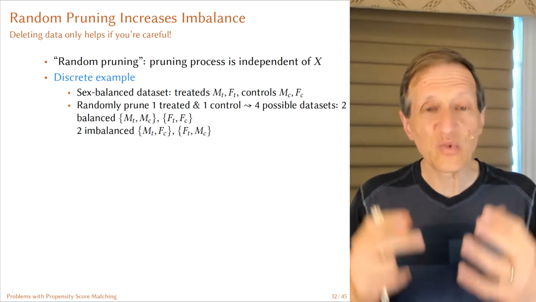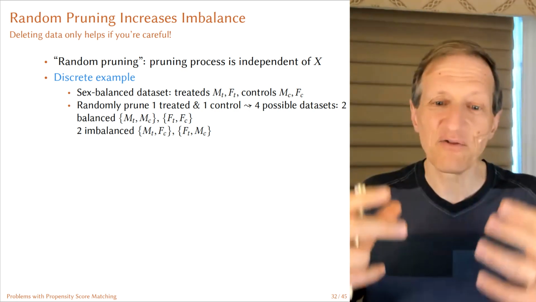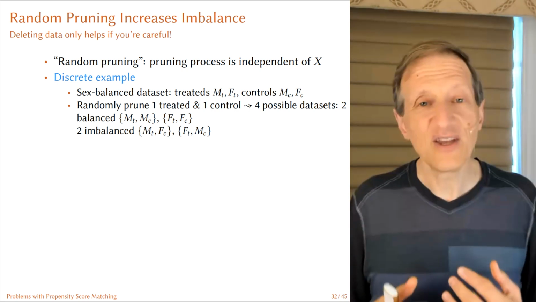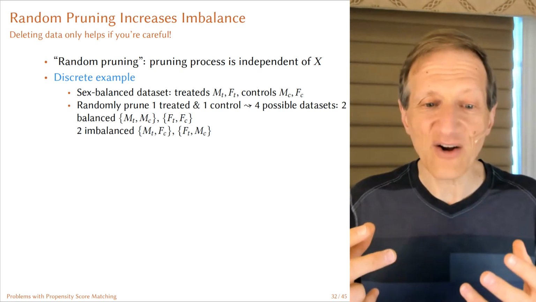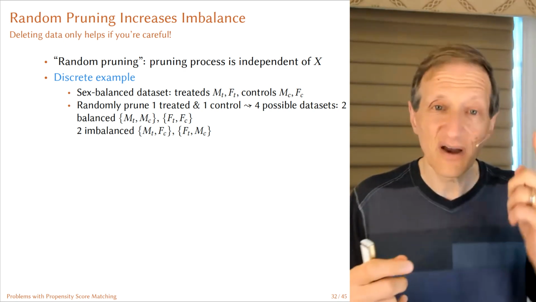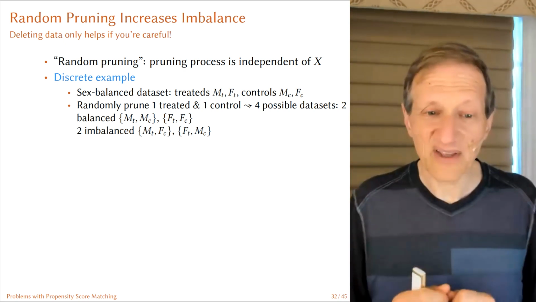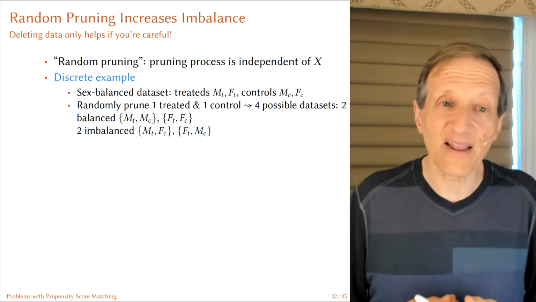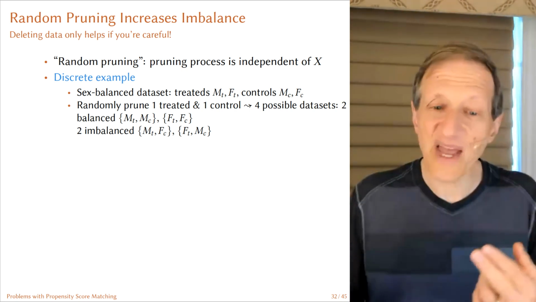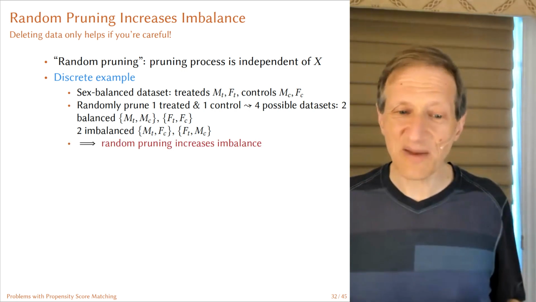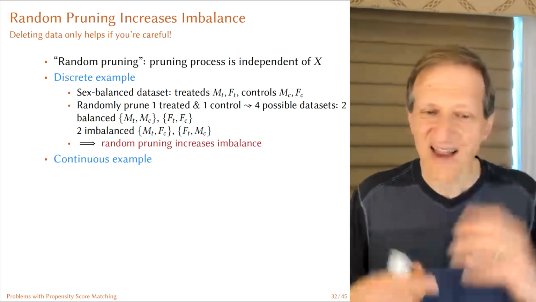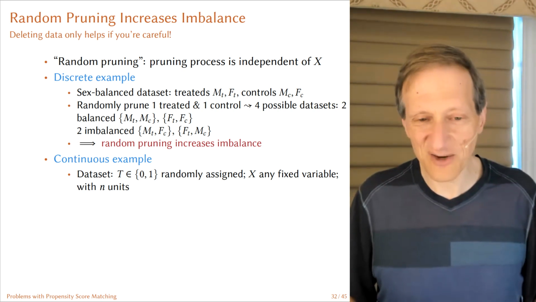So in other words, when you're randomly pruning from a data set with four observations, half the time you wind up with data sets that are perfectly balanced, a male and a male, female and a female, and half the time you end up with data sets that are imbalanced, a male and a female and a female and a male. Right. So what does that mean? That means random pruning increases imbalance. Okay. It works in the continuous case as well.